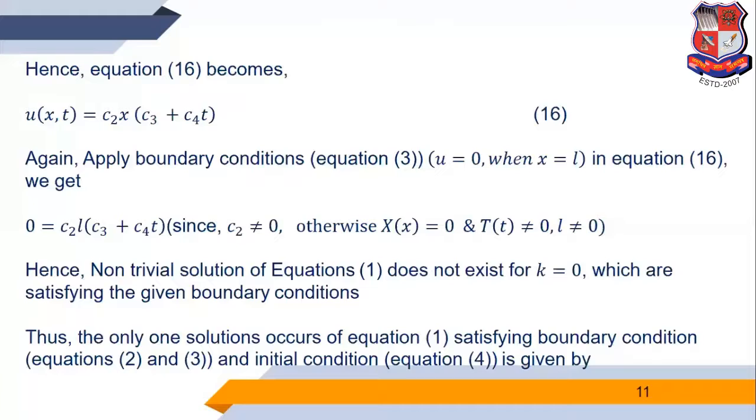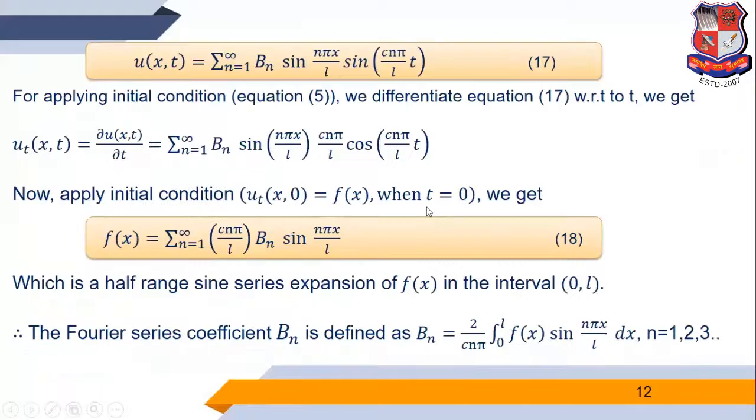Therefore, the non-trivial solution of equation 1 does not exist for k is equal to 0, satisfying the given boundary condition. So finally, the only solution of equation 1 satisfying the boundary conditions equation 2 and 3, and initial condition equation 4 is given by u(x,t) is equal to summation n is 1 to infinity bn sin(n pi x by L) into sin(C n pi by L into t).